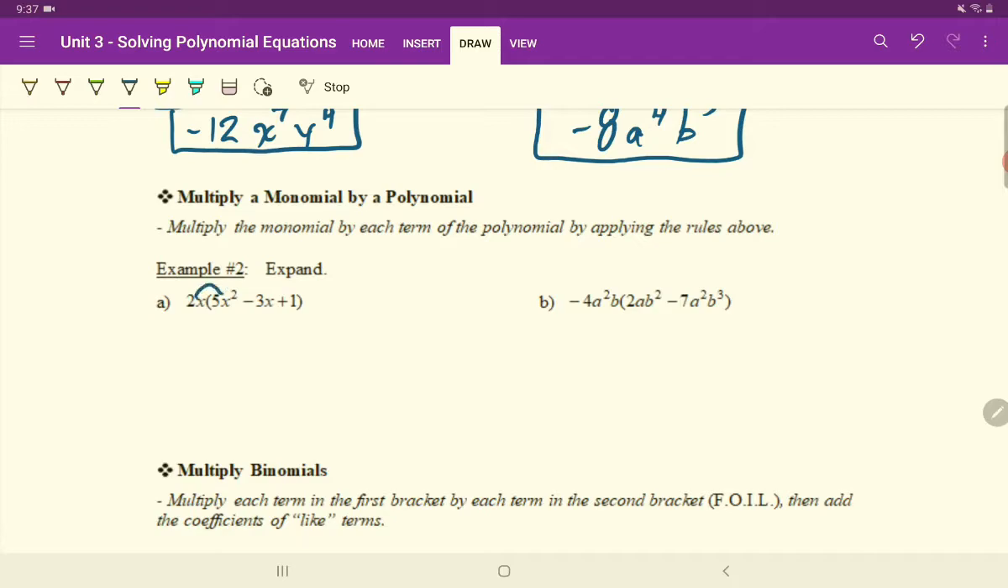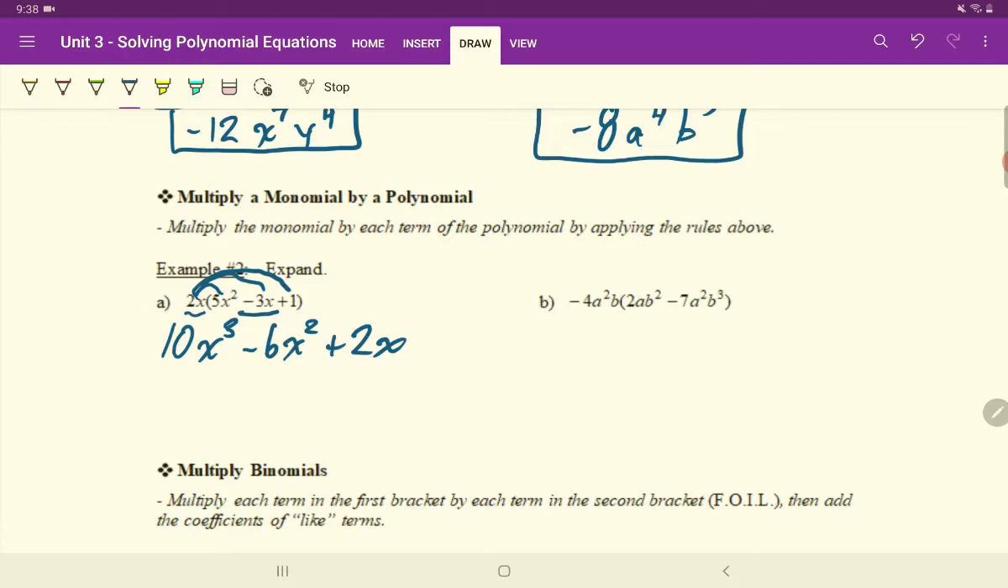So I'm going to multiply 2x times that first term, 2x times the second term, and 2x times the third term to get rid of my brackets and remove all the multiplication that is there. So you end up with 10x cubed minus 6x squared plus 2x. Be careful that this is a minus 6x squared because it's positive 2x times negative 3x. All right, so you end up with minus 6x squared there.